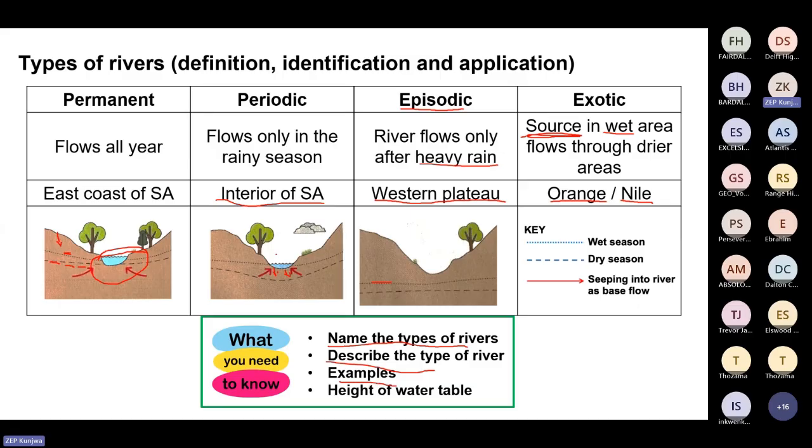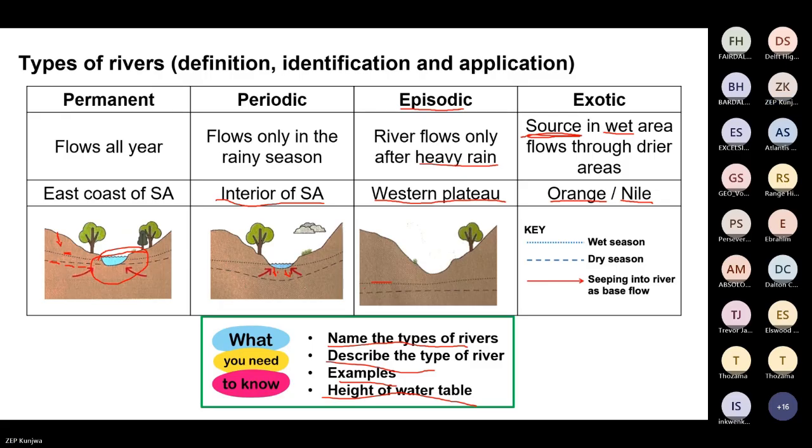And also the height of the water table. It's very important because the examiners will want to know why the river is flowing during a rainy season only. Then you know the relationship between the water table and the riverbed. So is the water table high enough to be attached to the riverbed, or is the water table so far low that it's not connected? Okay. I don't know if we have any questions there.